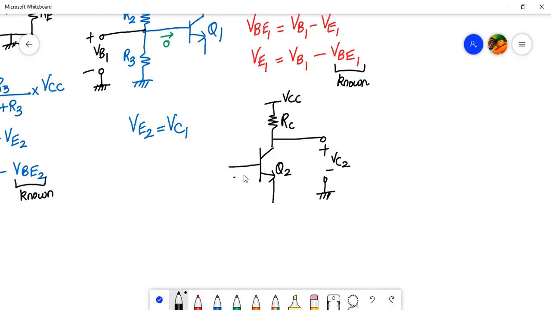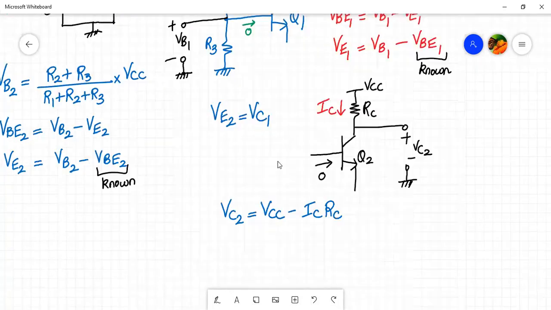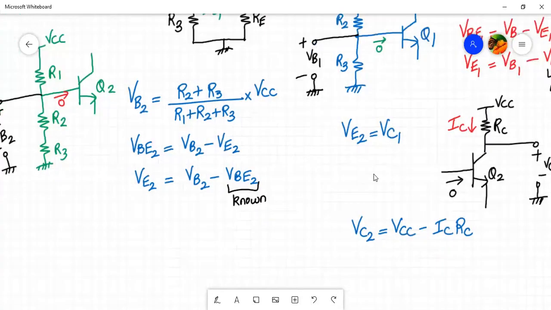Now we know that the base current over here is 0, so that will hardly matter. And here the current flowing is IC. So what is the value of VC2 over here? Can anyone tell me? VC2 will be VCC minus IC into RC, right? So all the terminal voltage expressions are found out over here.